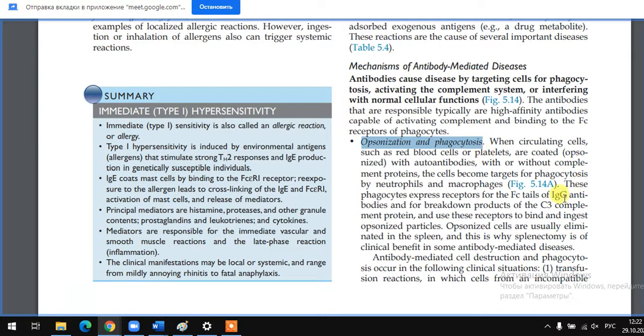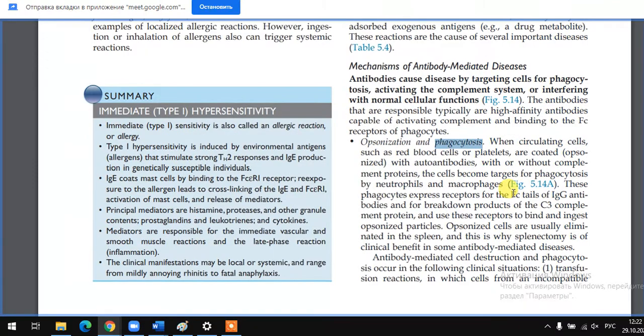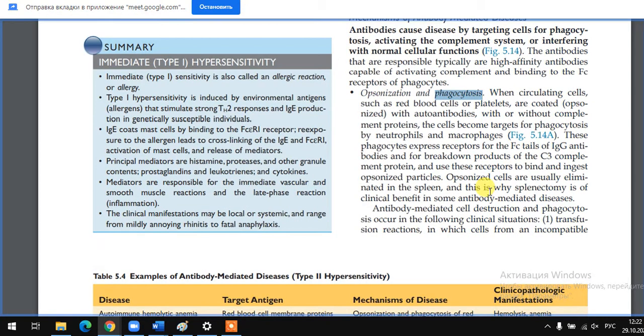Also, don't forget about complement activation. Due to opsonization, C3 splits into C3a and C3b, and C3b causes attachment to the cell membrane, and it is like a signal for phagocytosis activation. This opsonization happens, and that's why our own cells, our own components of our body, get destroyed with the help of phagocytosis.